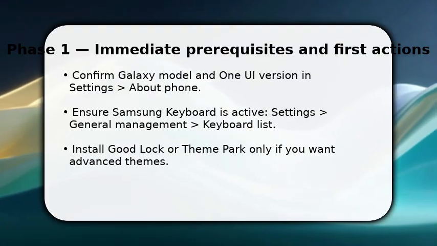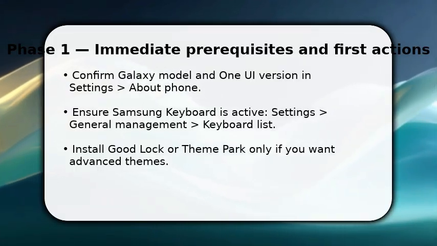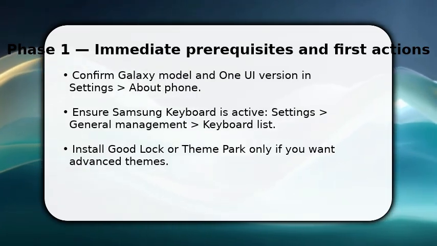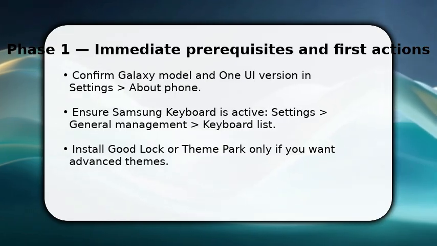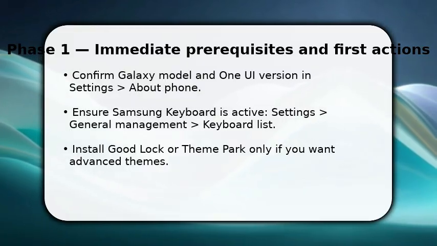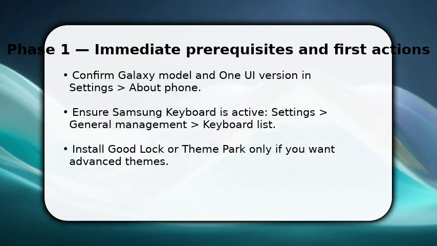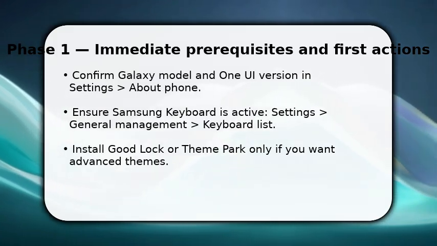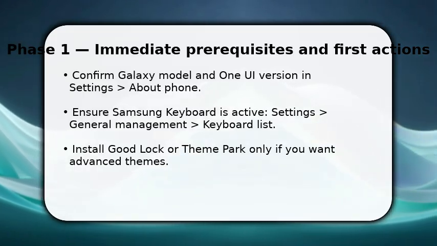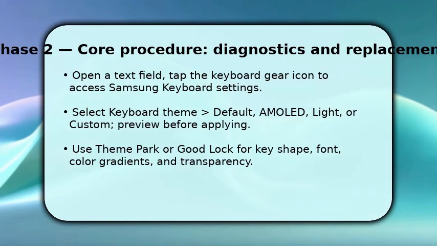You start by verifying prerequisites so changes behave predictably. Open Settings and check your Galaxy model and One UI version. This affects theme availability. Once done, go to General Management and make sure Samsung Keyboard is selected as your default. If you plan to use custom theme apps like Theme Park, install them now, but only if you want custom color packs. Doing these steps first avoids permission issues later and makes the theme options appear immediately when you open keyboard settings.